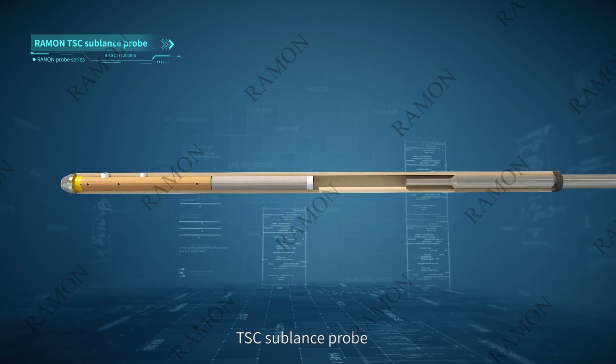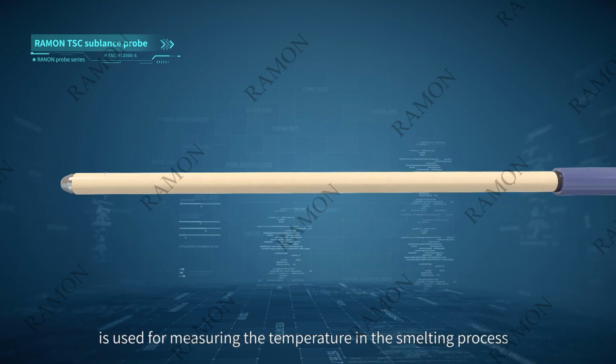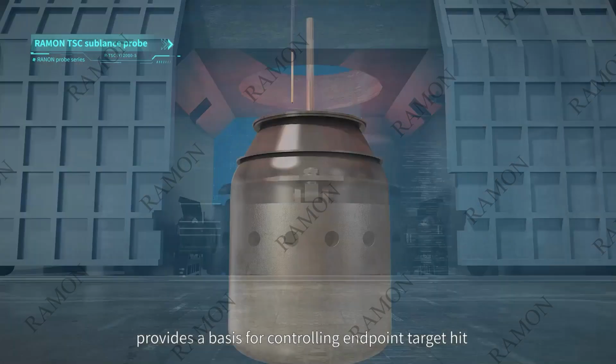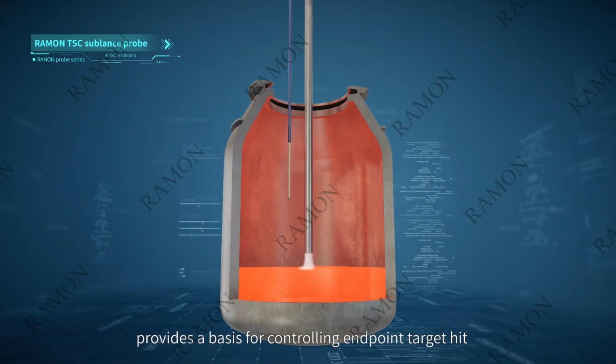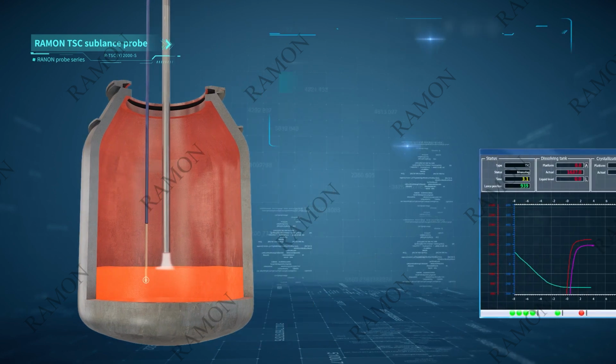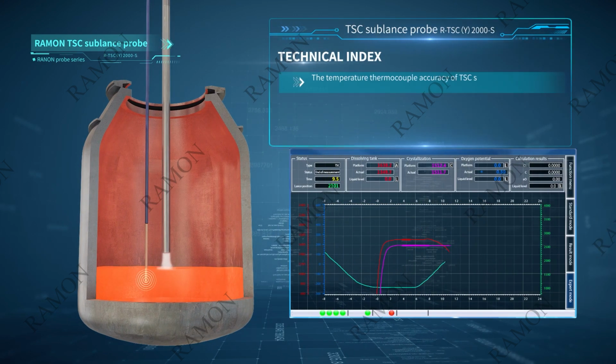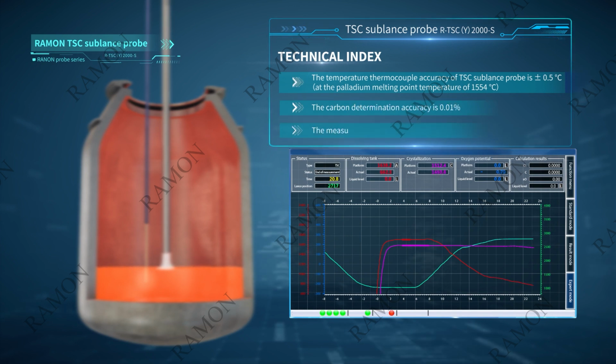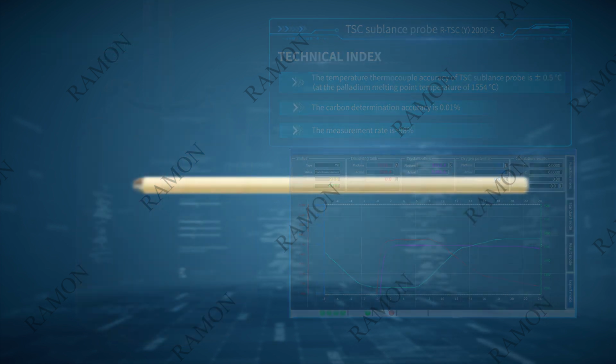TSC sublance probe is used for measuring the temperature in the smelting process, for carbon determination and sampling, and provides a basis for controlling endpoint target heat. The temperature thermocouple accuracy of the TSC sublance probe is plus minus 0.5 degrees Celsius. The carbon determination accuracy is 0.01%, and the measurement rate is larger than 98%.